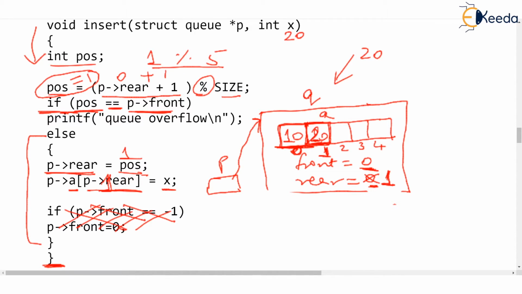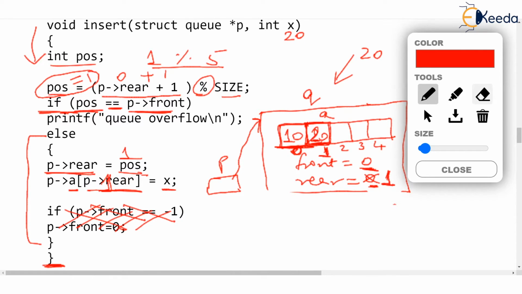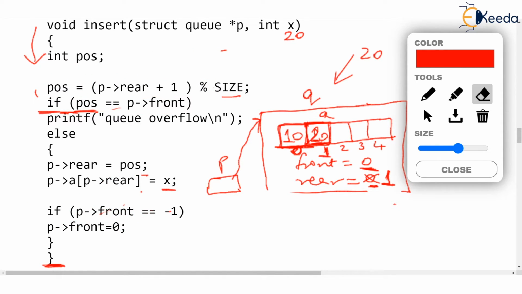I hope you got this. I hope you got, first of all, the operation, all the statements in place, and how these statements execute one after the other. Now tell me, if we are inserting 30, just be with me. What if we are inserting 30 in this queue?